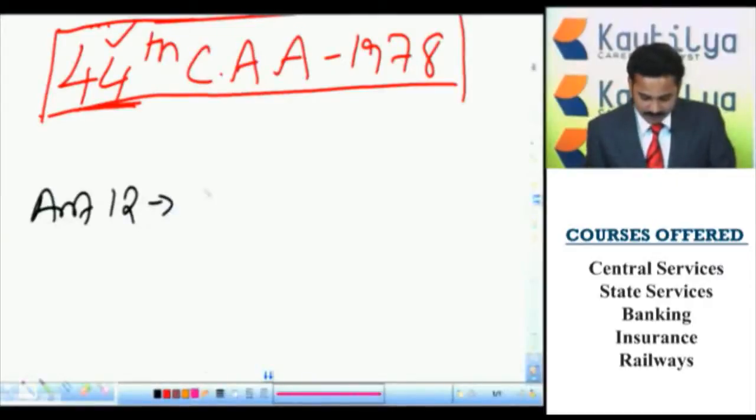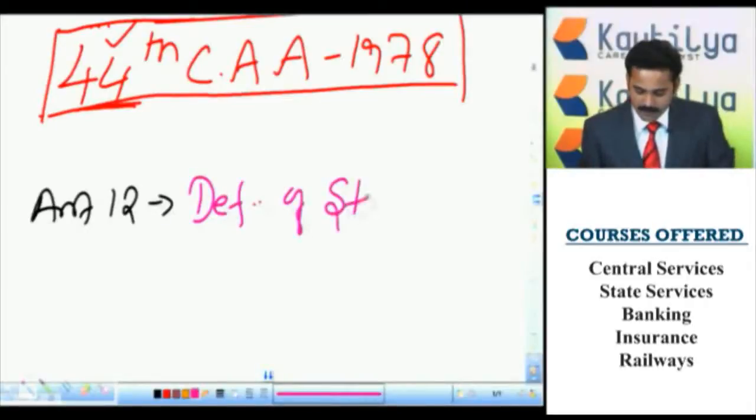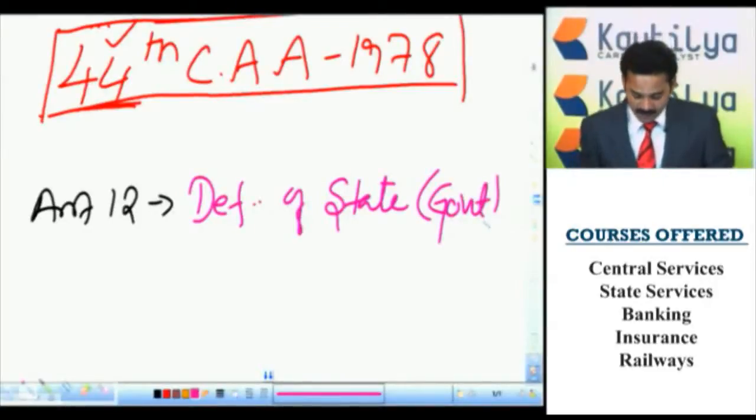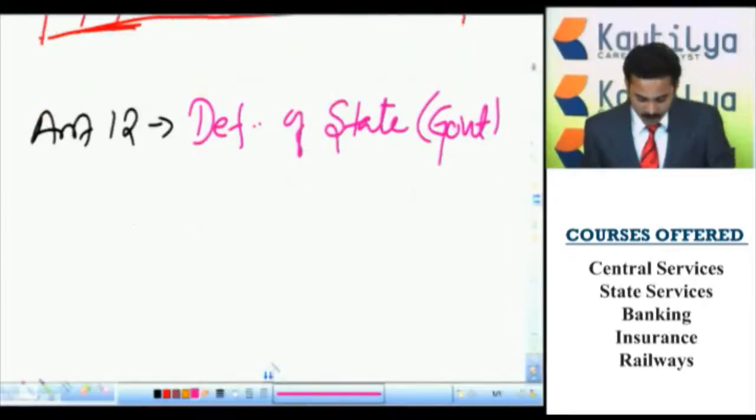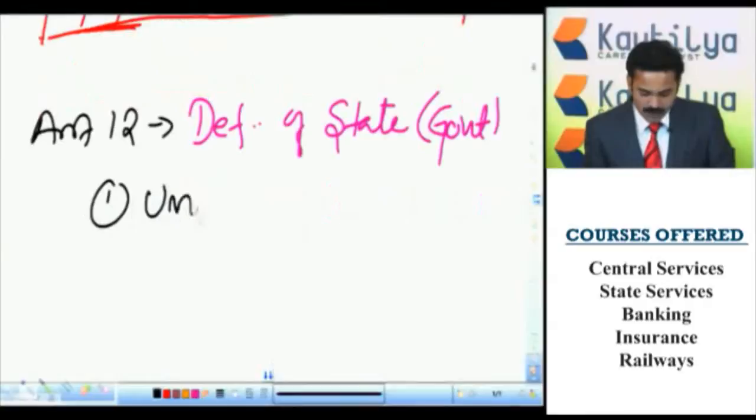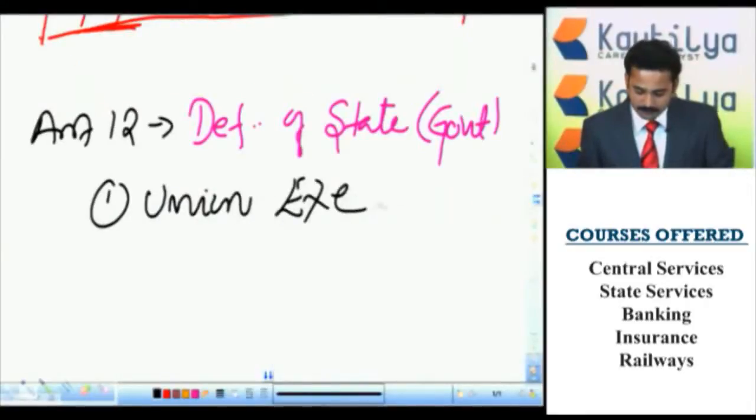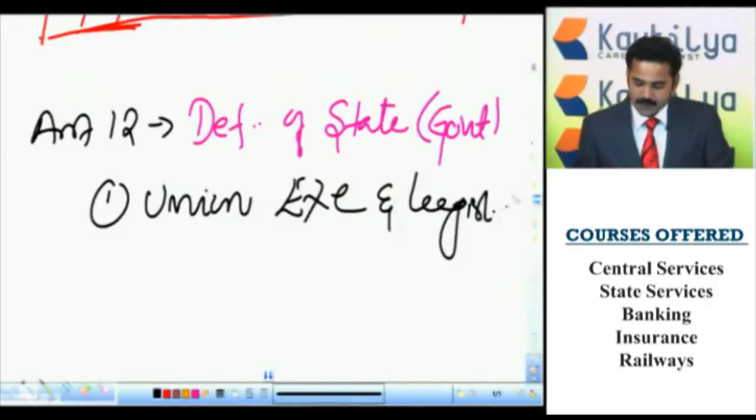Definition of state. Here again, recall, state means government. Here Article 12 defines what is meant by government. Accordingly, state includes, first one, union executive and legislature, union executive and union legislature, that means central government and parliament.